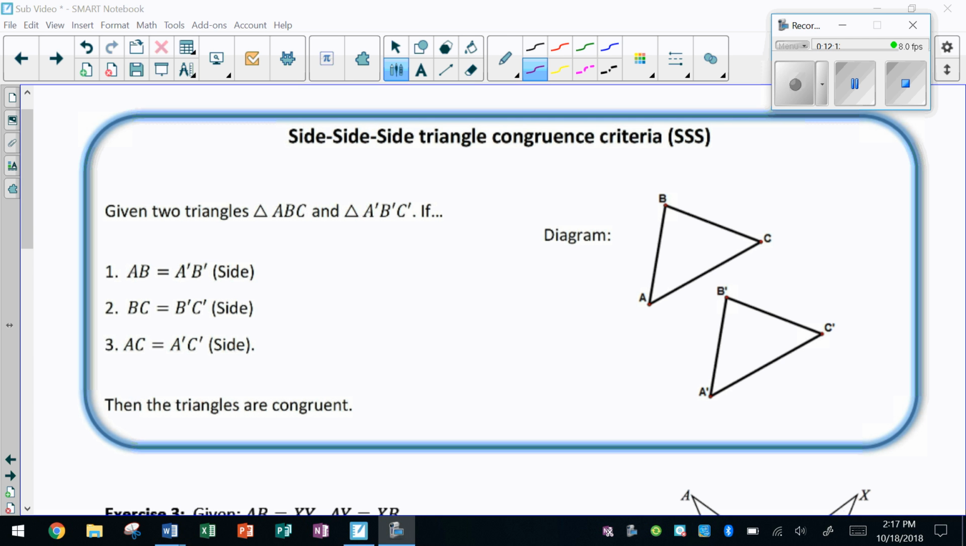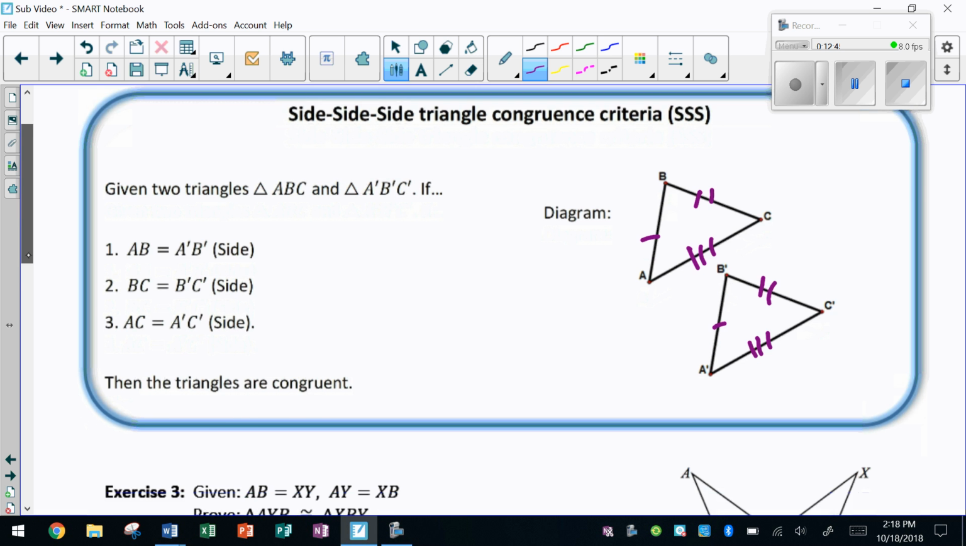Okay, so given two triangles, ABC and A prime, B prime, C prime, if you think about the rigid motion here, it looks like A went to A prime, B went to B prime, and C went to C prime in parallel and equal translation vectors. So definitely a rigid motion. We know this triangle is congruent to that triangle. But if AB is equal to A prime B prime, and BC is equal to B prime C prime, and AC is equal to A prime C prime, then the triangles are congruent. So that's a nice easy one, side, side, side.